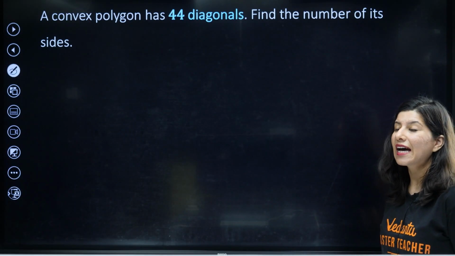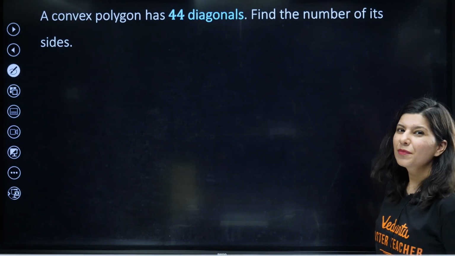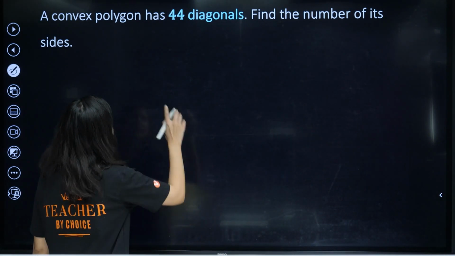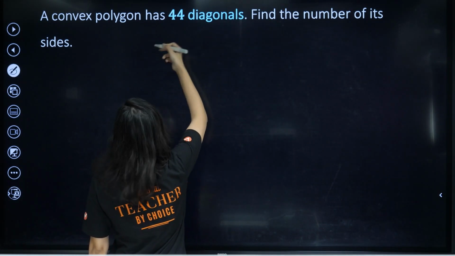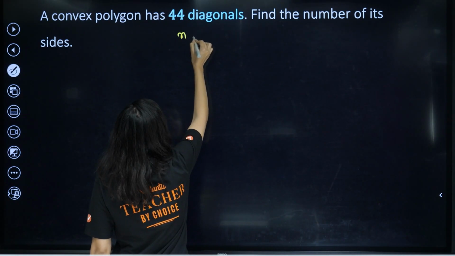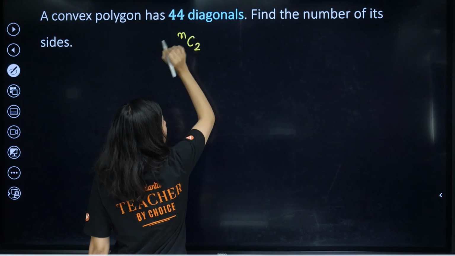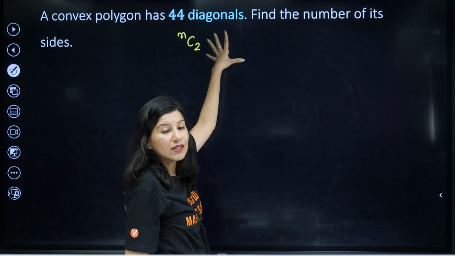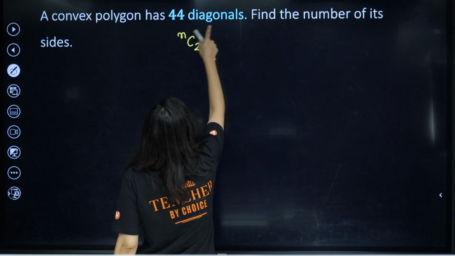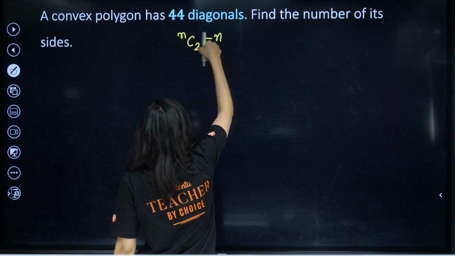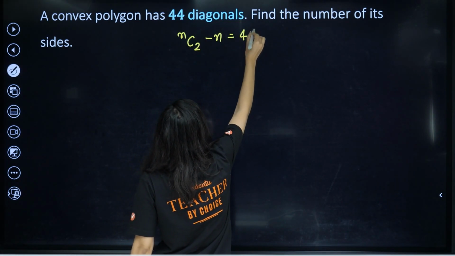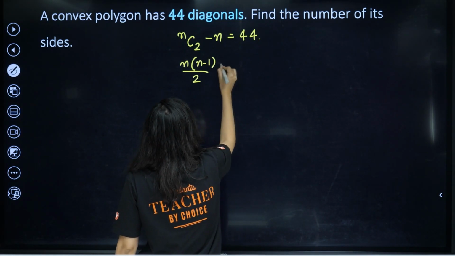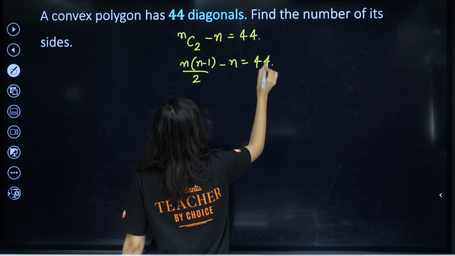A convex polygon has 44 diagonals. Find the number of its sides. This is a very good, indirect question. We know the number of sides, let's say n. Now NC2 will be all possible lines. This NC2 will include sides and diagonals, but we only want diagonals, so minus n. This will be 44.